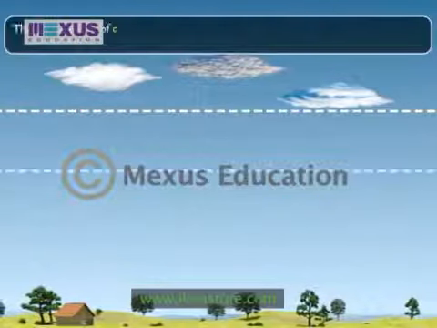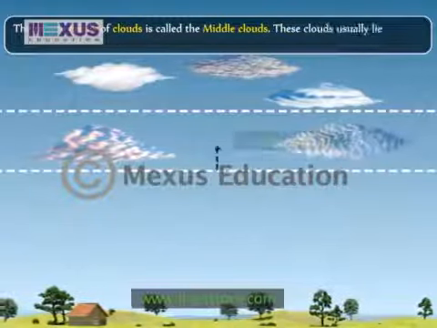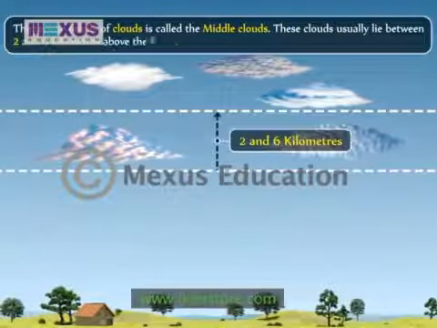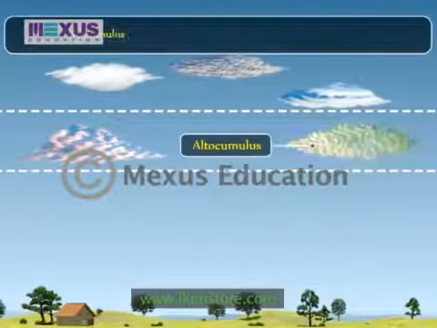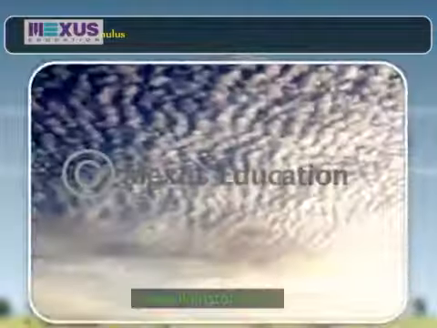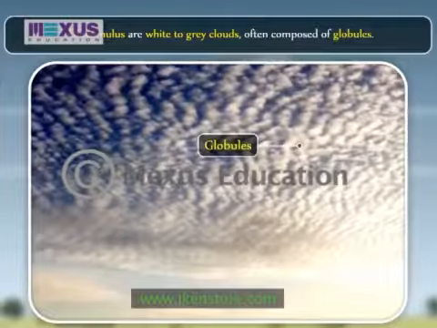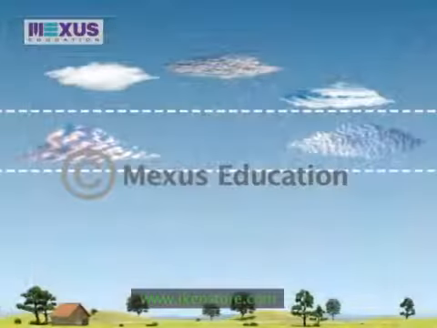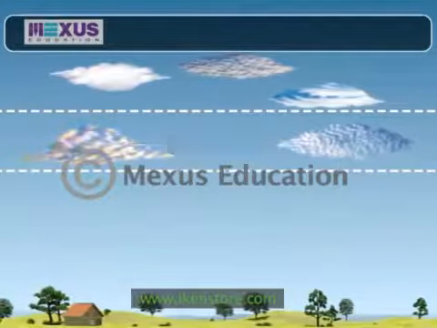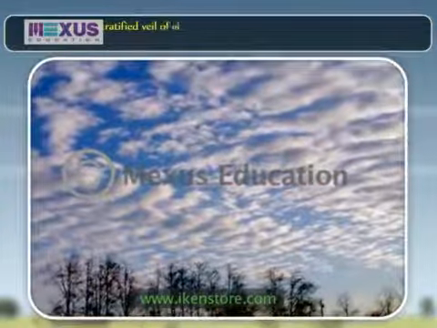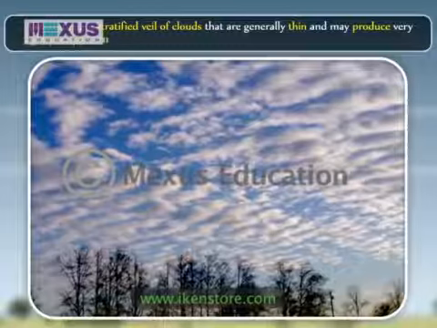The second family of clouds is called the middle clouds. These clouds usually lie between 2 and 6 kilometers above the Earth. Altocumulus is an example of middle clouds. These are white to grey clouds, often composed of globules. Another example of middle clouds is an altostratus. These clouds are a stratified veil of clouds that are generally thin and may produce very light precipitation.